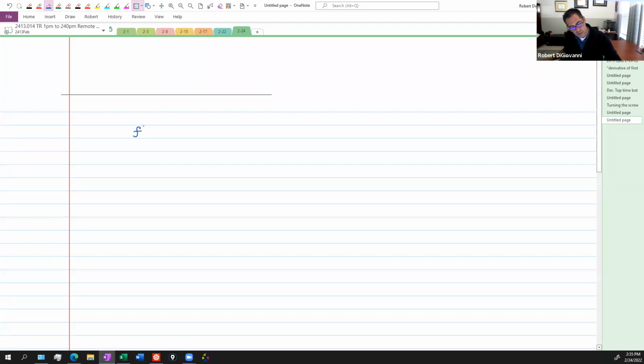We should all be comfortable with this idea right now, that if I put tangent x here, the derivative of this is secant squared x. The reason you should be comfortable with that is because I told you that was what the derivative was. I said, just believe me, but I didn't prove it to you. I'm going to show you why it's secant squared x now.